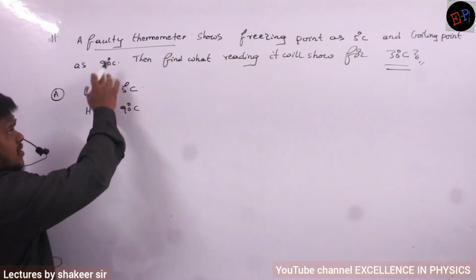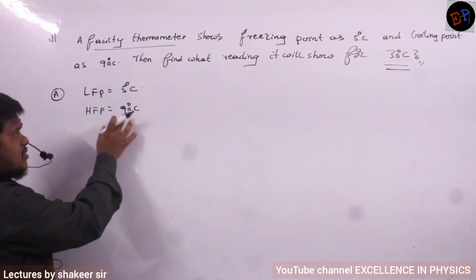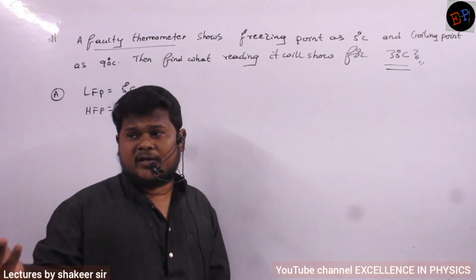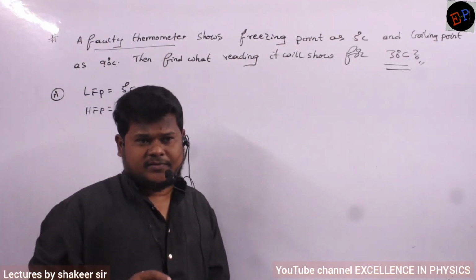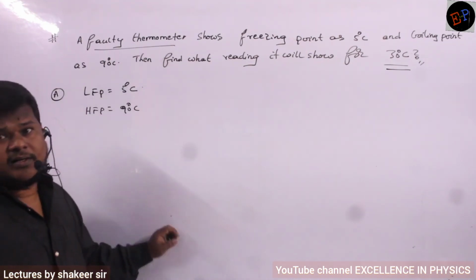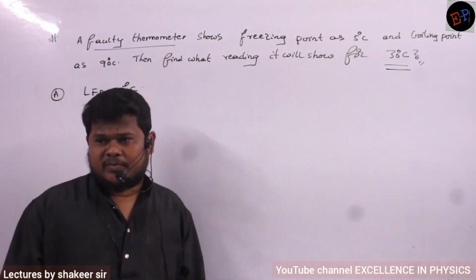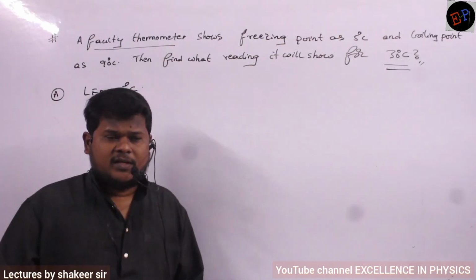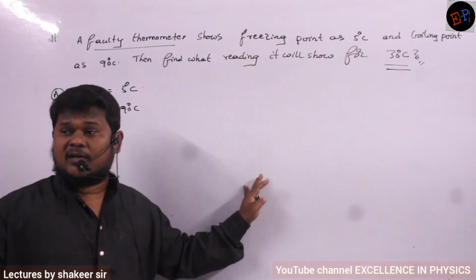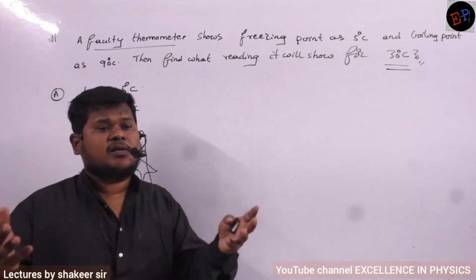This faulty thermometer is also a Celsius scale only. But it is faulty. Faulty means what? It is showing wrong readings. So this faulty thermometer also I can take as a new scale of measurement. That's what we said, no? Any scale, you can always write in the same format. So even a faulty thermometer, you can take it as a new scale of reading.